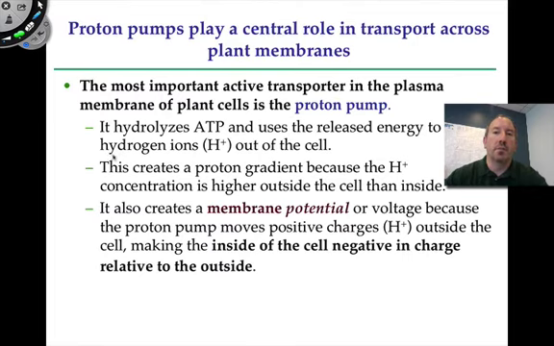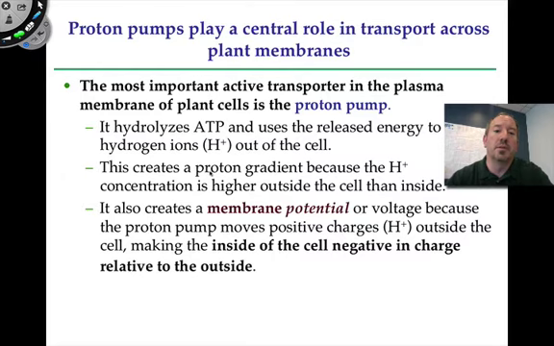Now, what's an important example of this? I can think of no more important active transport than when plant cells produce this active transport when they're working with protons. And so it's called a proton pump. A pump implies that you're pushing something. And so what the cell does is it tries to move protons from an area of low concentration to an already high concentration. And so the most important active transporter in the plasma membrane of plants is the proton pump, and it needs ATP to do that.